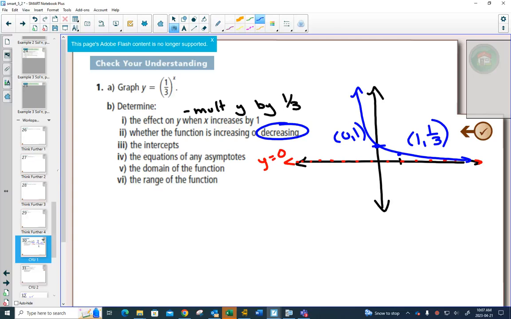As far as intercepts go, you have a y-intercept at (0, 1). And because of the asymptote, there are no x-intercepts. Question 4 worked out perfectly. I labeled the asymptote right beside the question. The equation of the asymptote is y = 0.